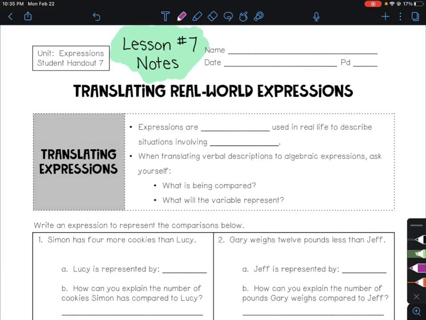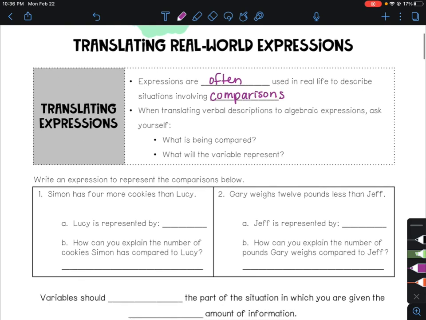For Lesson 7 of our expressions unit, we'll be talking about translating real-world expressions. Expressions are often used in real life to describe situations involving comparisons, and we'll see what that means in a second. When translating verbal descriptions, meaning words, to algebraic expressions, meaning math, we can ask ourselves two questions. What is being compared, and what will the variable represent or stand for?